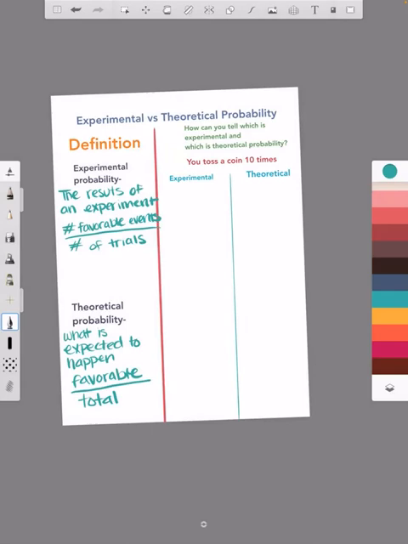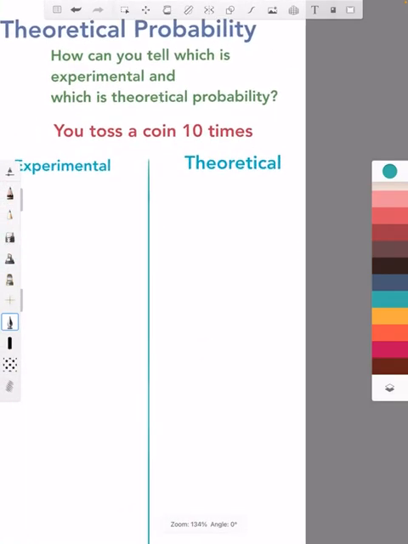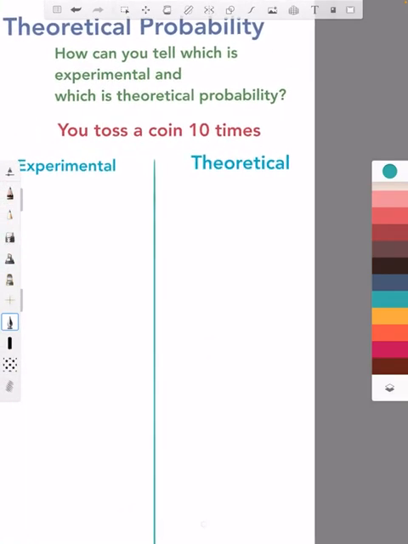So what we learned last week is theoretical probability. If I were to toss a coin 10 times, I know there's a 50-50 chance of landing on heads or tails. So I'm going to use H to represent heads, and I'm going to use T to represent tails. I know to get heads, there's a 1/2 chance of me landing on heads. And for tails, there's also a 1 in 2 chance of me landing on tails.